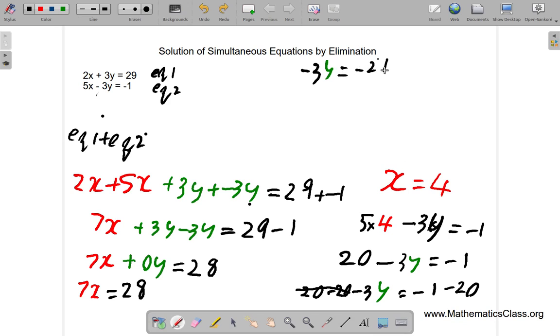negative 21. So what do we do here? If we divide by negative 3, negative 3 cancels itself, so we have y alone. Y equals, here we divide by negative 3. What is negative 3 into negative 21? It is positive 7. So we end up with the solutions. X equals 4, y equals 7.